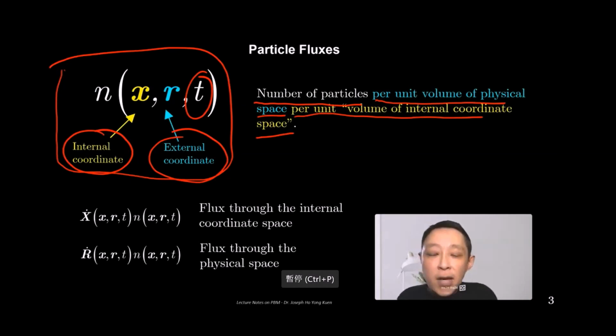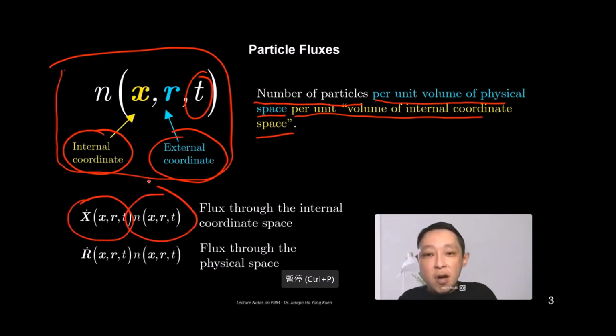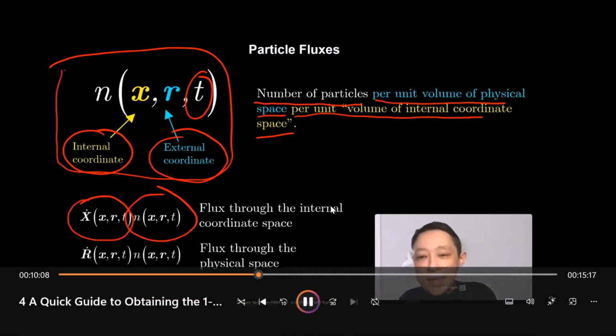For example, if you are talking about the flux of the particle through the internal coordinate space, the flux will be just the particle velocity through the internal coordinate space multiplied by the number density function. So x dot multiplied by n will give us the particle flux through the internal coordinate space.